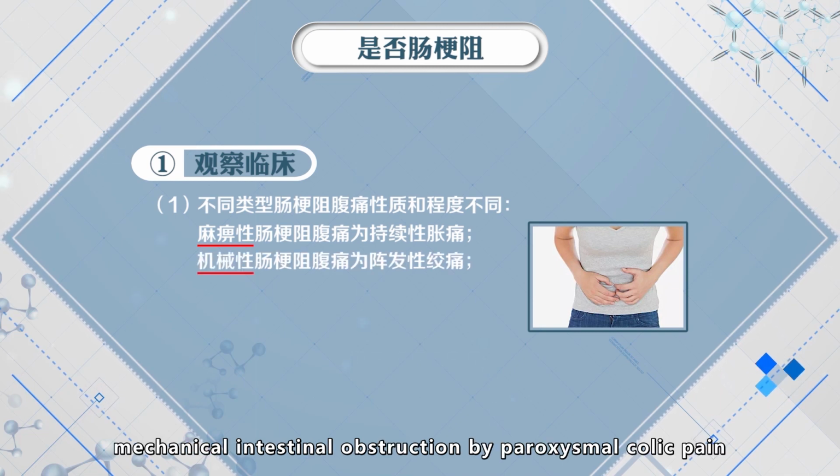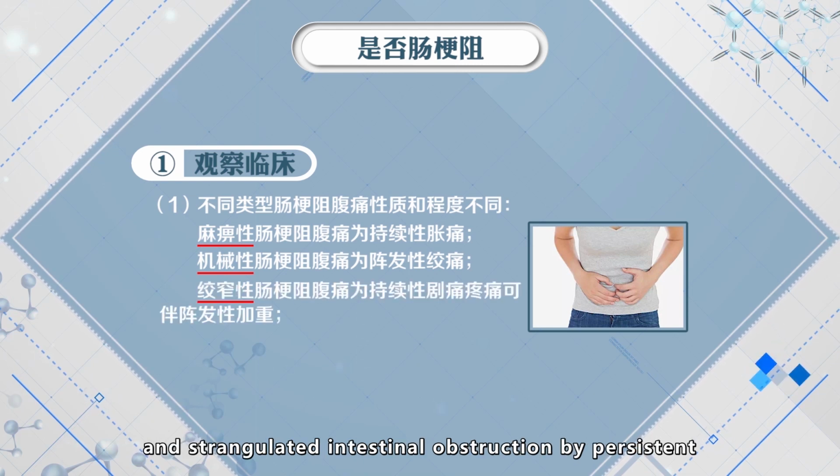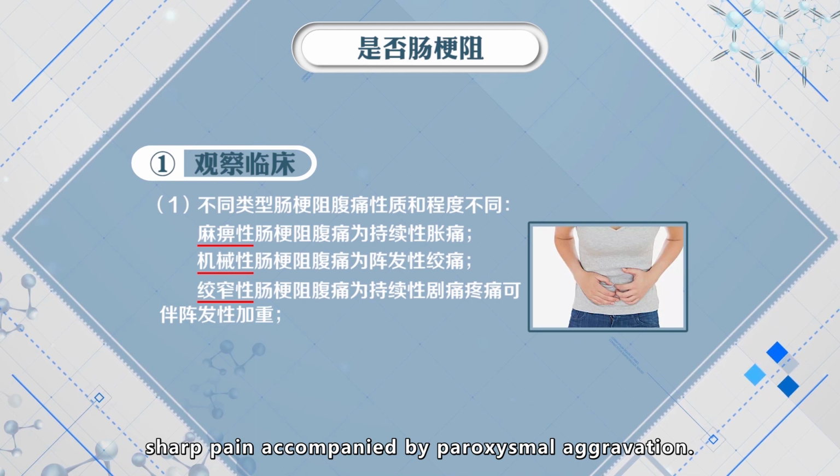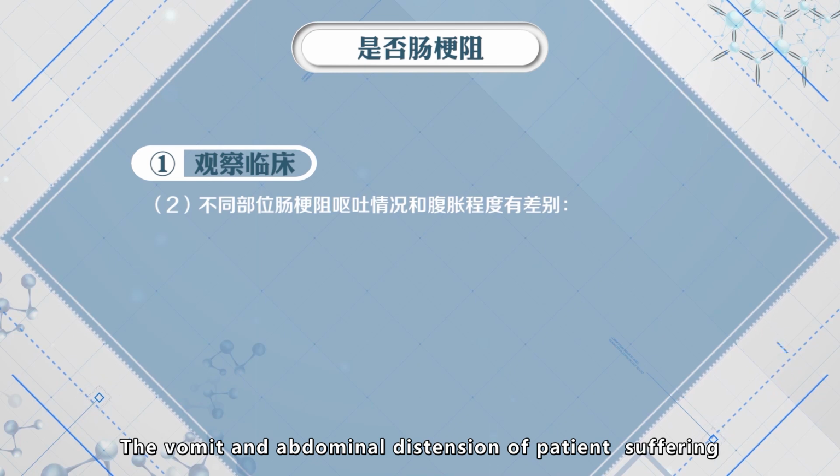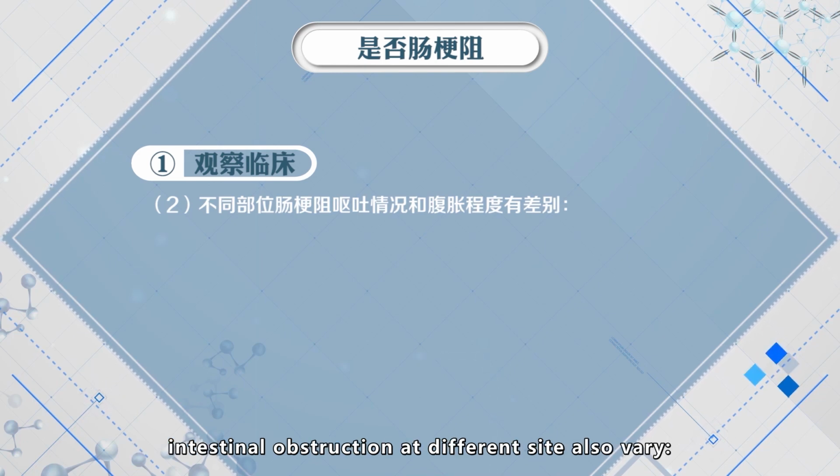Mechanical intestinal obstruction presents with paroxysmal colicky pain, and strangulated intestinal obstruction by persistent sharp pain accompanied by paroxysmal aggravation. The vomiting and abdominal distension of intestinal obstruction at different sites also vary.